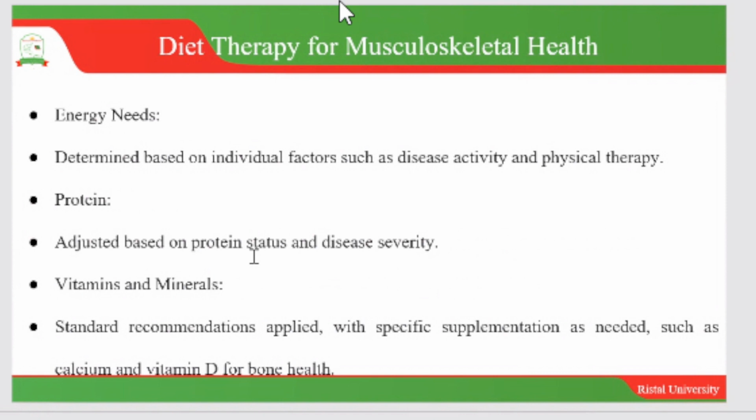Protein is determined based on the protein status and disease severity. We looked at the inflammation that is happening in most of these musculoskeletal disorders, so the breakdown in the tissue requires an intake of extra protein to help rebuild some of those tissues that are being worn out. For vitamins, standard recommendations apply. Do not overload, because most of these minerals could become toxic if they are present in the body more than what is required.